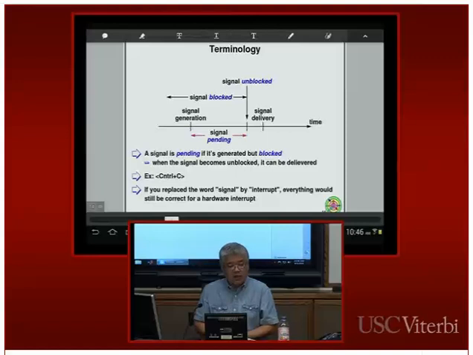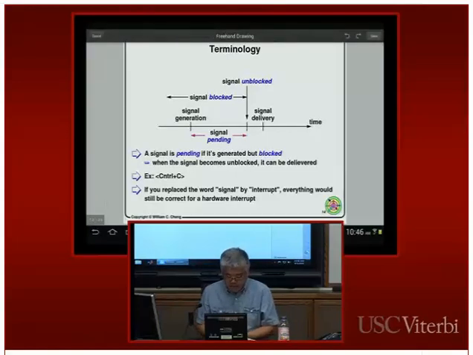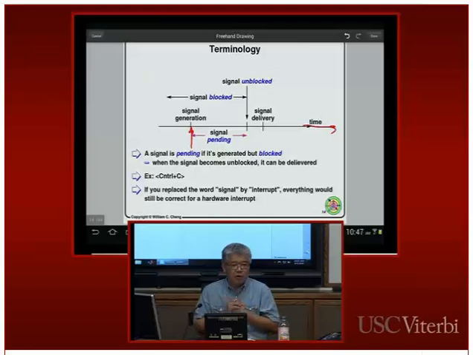A few important terms are associated with signals. The horizontal axis here is time. There is a time where the signal is generated. For example, when you press Control-C, that's the time of signal generation. When a timer expires, it's a signal generation. When you divide by 0, that's signal generation. As it turns out, you can actually block a signal. Basically your process or your thread is declaring that right now is not a good time to interrupt me, because I'm doing something important.